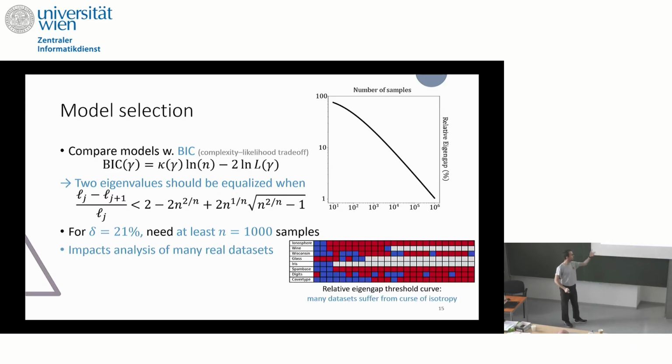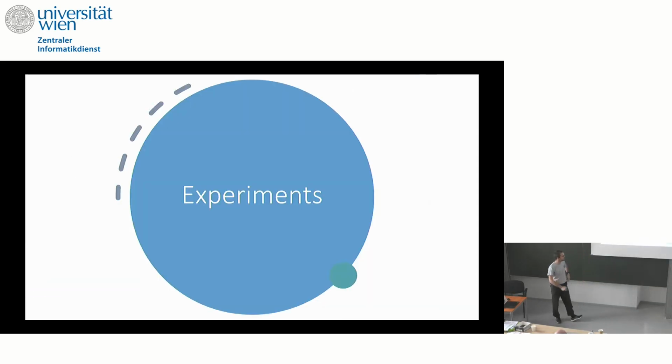And we tested it on many datasets, many classical datasets, like from the UCI machine learning repository, for instance. And we see that most of the eigenvalue pairs cannot be distinguished. So the red cases correspond to the eigenvalue pairs whose relative distance is below this threshold. So there is a high impact on the analysis of the datasets.